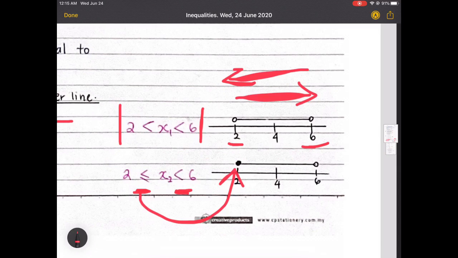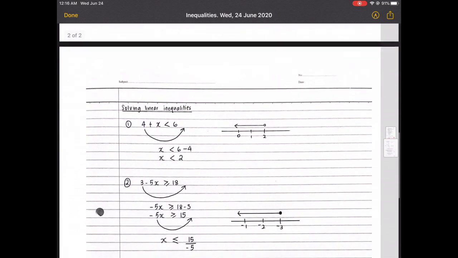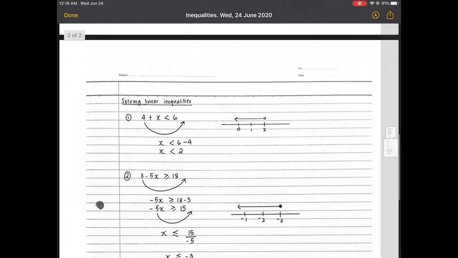Meanwhile, this one, you don't have an equal to, it's just less than, it's strictly less than. So when you draw it on the number line, it will be a hollow circle. Okay? Next page. How do we solve linear inequalities?